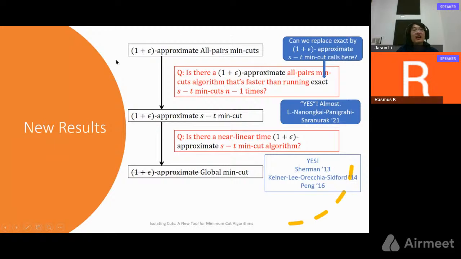So this essentially collapses these two problems. But once again, this is not a full reduction in the sense that we're not really reducing to just 1 plus epsilon approximate ST min cut. We're reducing to something stronger that we can still solve in linear time.